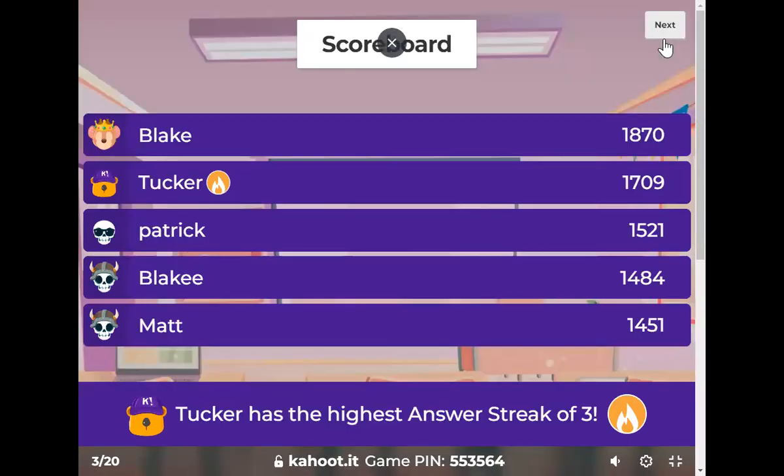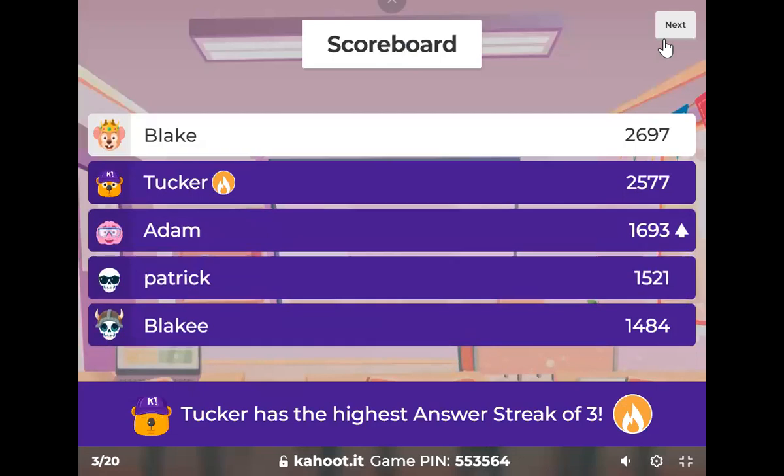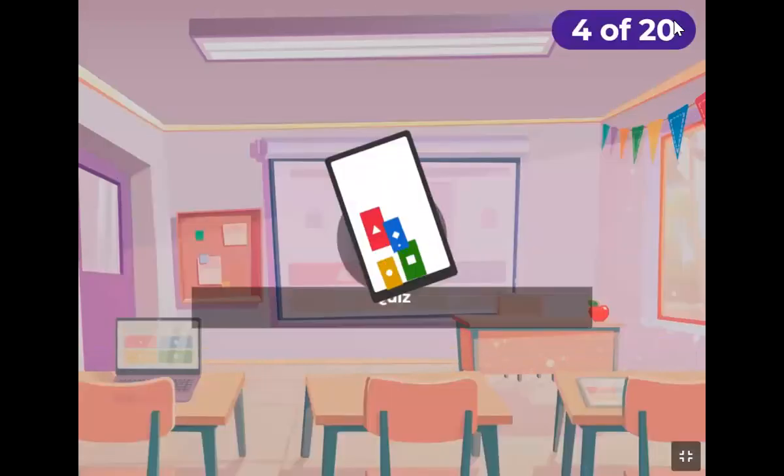The velocity is increasing. All right, we got Blakey, Patrick, Adam, Tucker's on fire. Blake leading the pack.